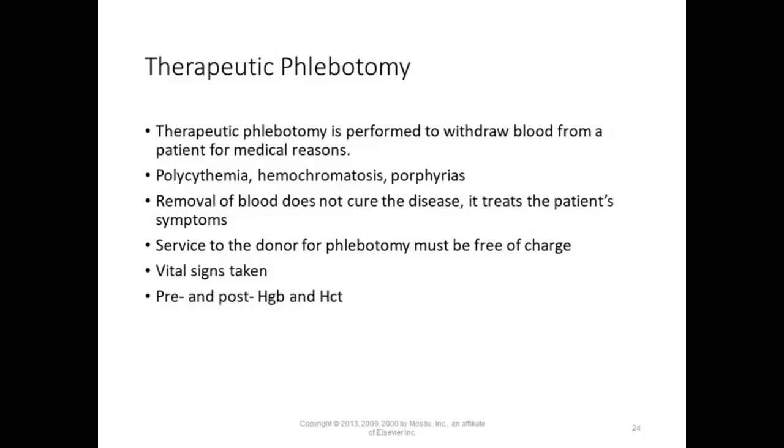So for a therapeutic phlebotomy, vital signs are taken before and after. A pre-phlebotomy H&H is done and a post-H&H is done, because that way we can see if the hematocrit has dropped. It's the reverse of what we've been learning all along. We transfuse blood when the H&H is low, but with a therapeutic, you're trying to get rid of it, so you're trying to decrease the hemoglobin and hematocrit.